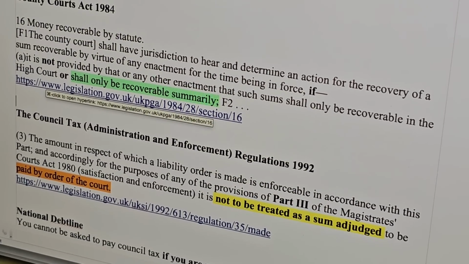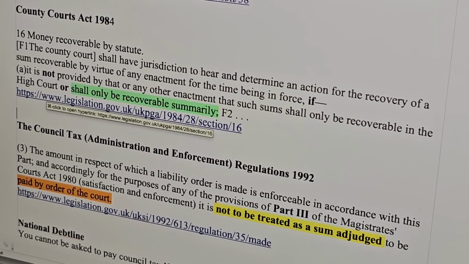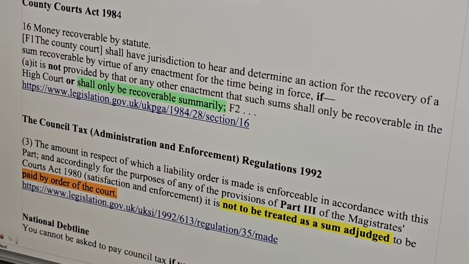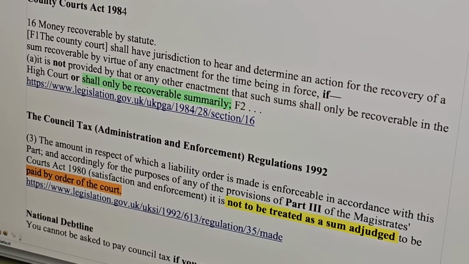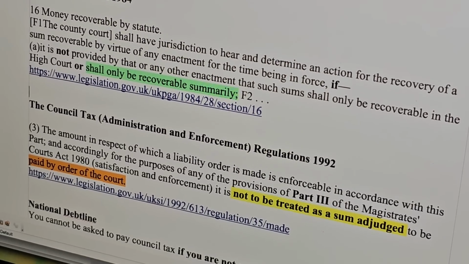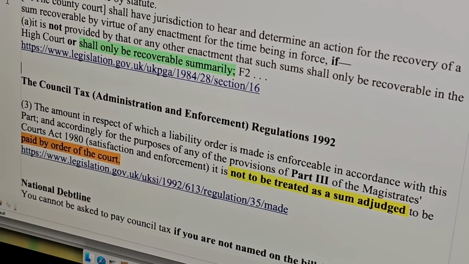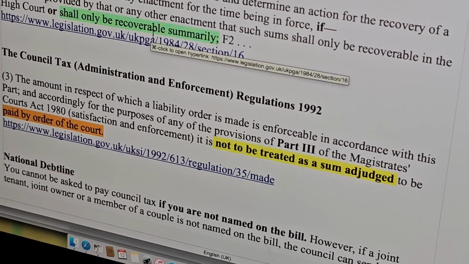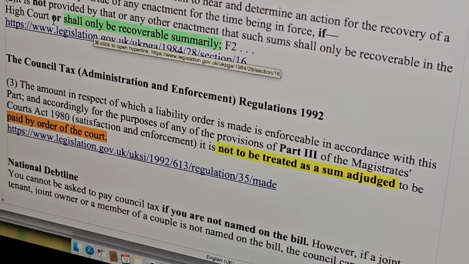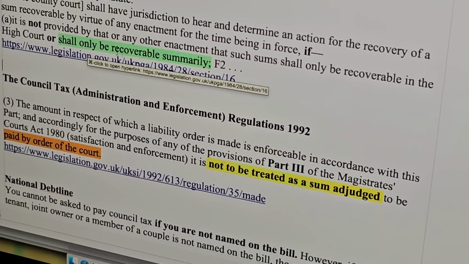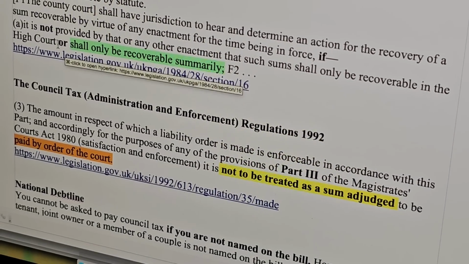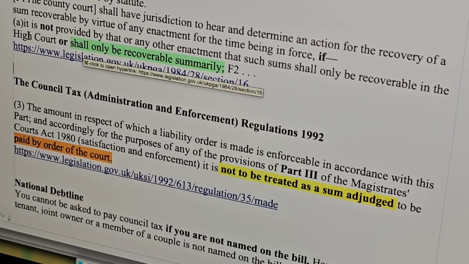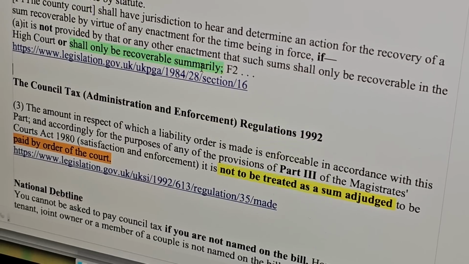And if you had a bankruptcy, it has to be sent back to the Magistrates' Court as returned whole and in part. Nothing's getting returned to the Magistrates' Court whole and in part. So all they're doing is conning you, I think, into going into the county court when they haven't got the jurisdiction. Because if they had the jurisdiction here, it wouldn't say, or shall only be recovered summarily. That wouldn't be there. It wouldn't say only be recoverable summarily.